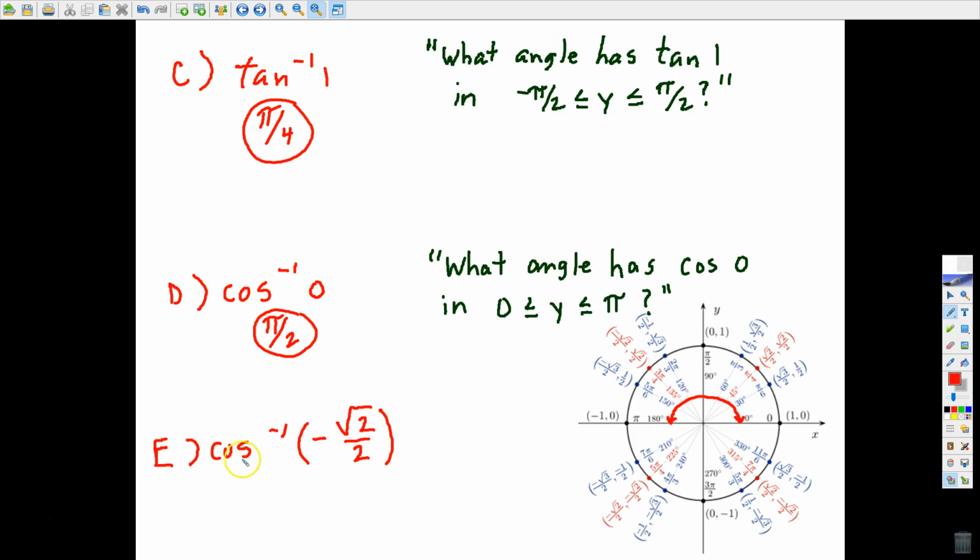This means inverse cosine. I'm looking for an angle in radians that has x-coordinate negative root 2 over 2. Again, if you're looking at the unit circle, these are really pretty easy. You just need to make sure you're looking in the right place. Here I have x-coordinate negative root 2 over 2, and that is identified as the angle 3 pi over 4.